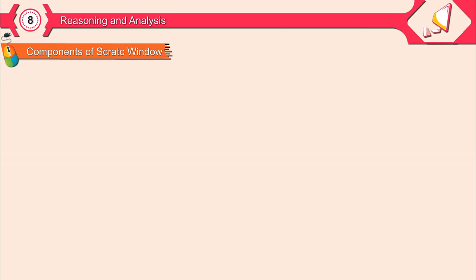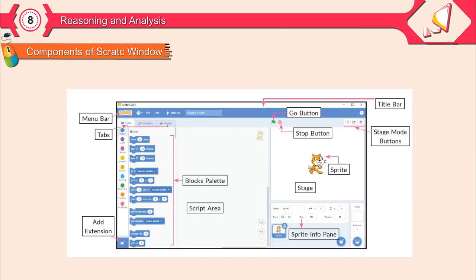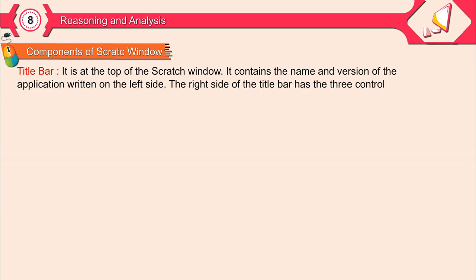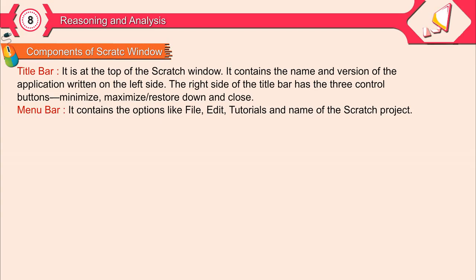Components of Scratch window. The Scratch window has the following components. Title bar. It is at the top of the Scratch window. It contains the name and version of the application written on the left side. The right side of the title bar has the 3 control buttons: minimize, maximize/restore down, and close. Menu. It contains the options like File, Edit, Tutorials, and name of the Scratch project.